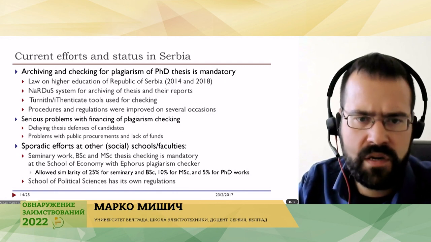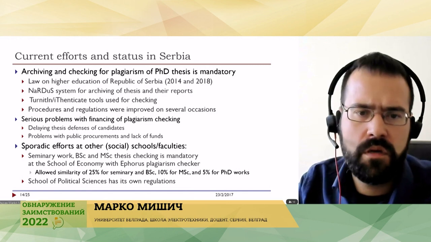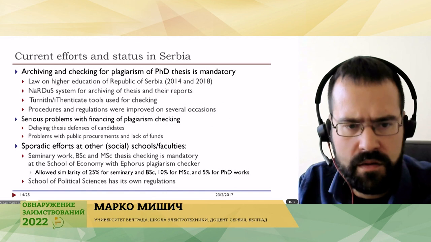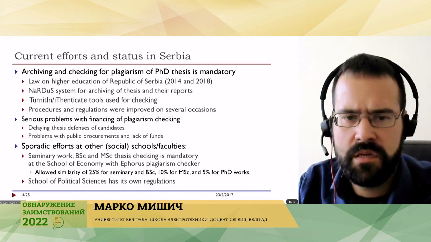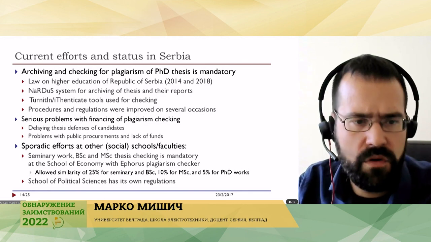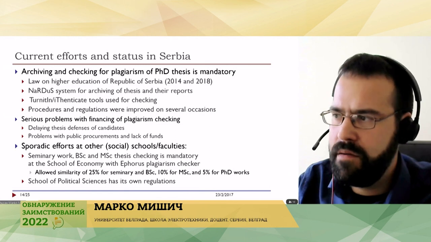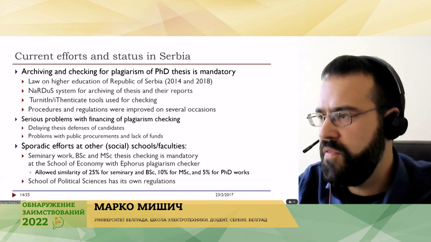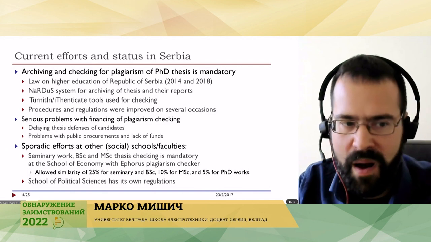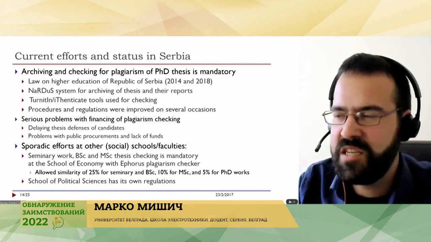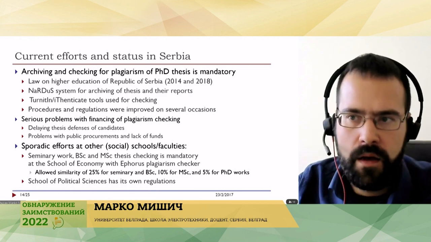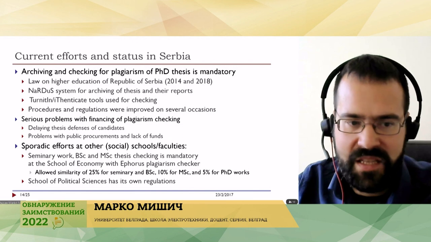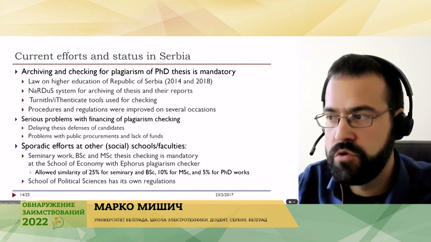As they told me, it's around 100 euros per document, per thesis, which is not a small amount of money if you know that I think around 1,000 PhDs are defended in Serbia annually. And of course, when they ran out of credit, then they have somehow to maintain the system and fill it with those credits, which is connected to problems with public procurements and lack of funds of the ministry and planning of the budget. So we had troubles regarding that. Also, there are sporadic efforts at other schools, most of those schools are related to social sciences.